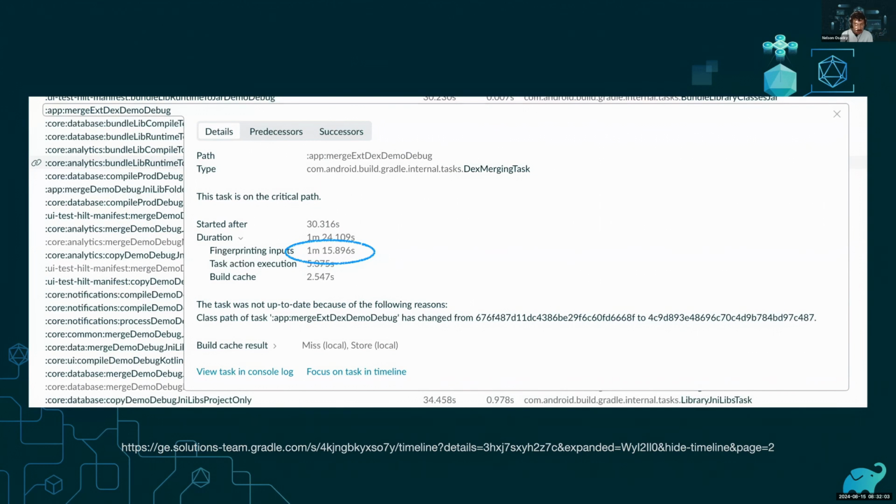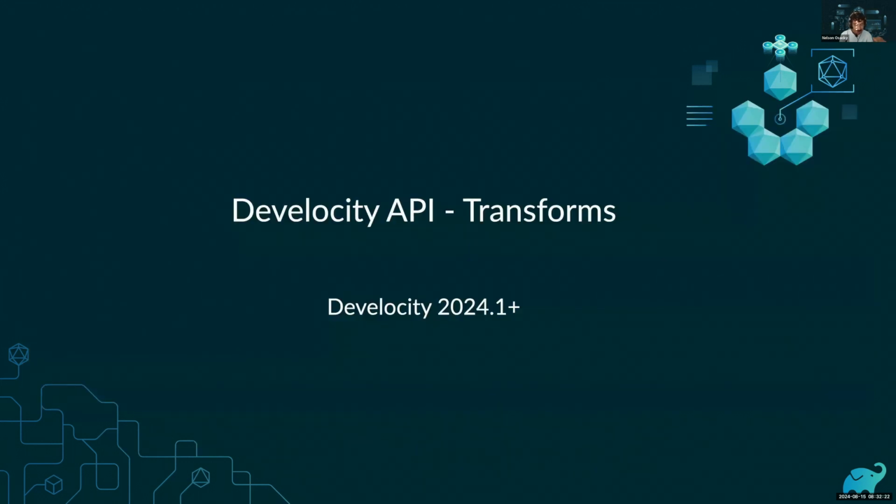So yeah, just keep that in mind if you're looking at old build scans, or if you previously were wondering in a build scan, why is my fingerprinting time so long? It actually could have just been that artifact transforms are being executed.